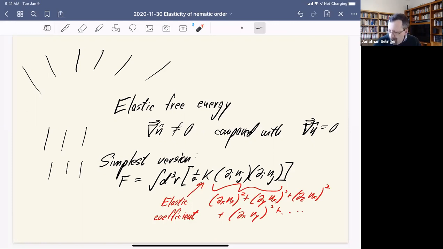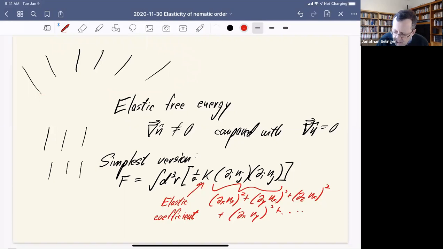The reason why it is not good enough is that it has the same energy cost for all possible variations in the nematic director. But in fact, different kinds of variations might have different elastic constants. They might have different energy costs. So for example, here is one picture of one possible arrangement of the director field.